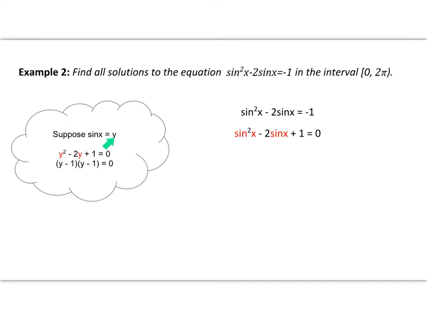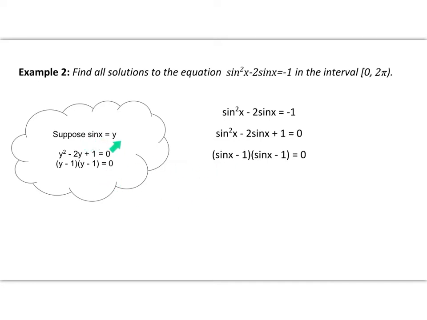So come over here and let's suppose that we thought about sine of x as being some other variable, y. If we plug in y instead of sine of x here, we end up with y squared minus 2y plus 1 equals 0. And then we can factor that pretty easily. Both factors end up being y minus 1.